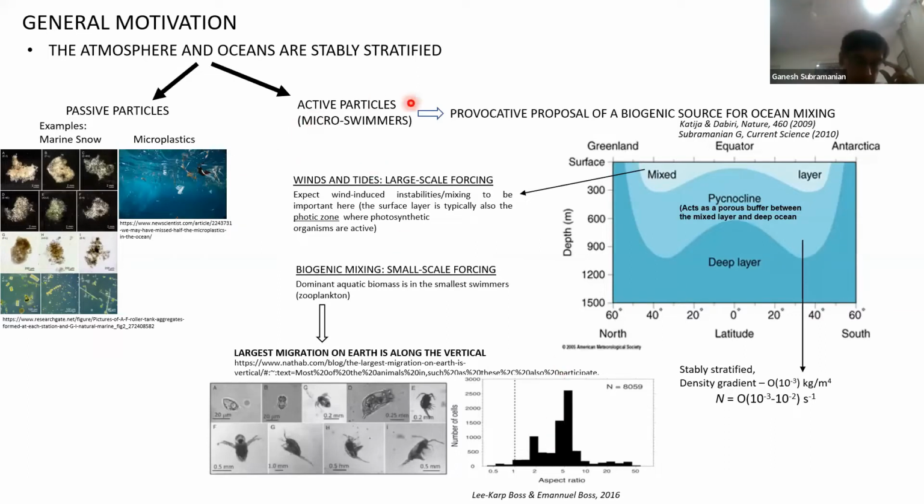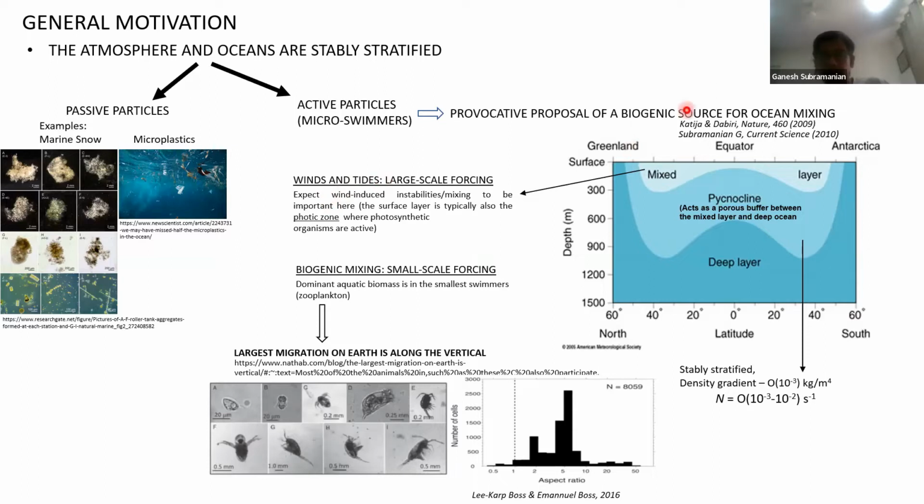And an interesting motivation is actually in the context of active particles. About a decade or so back, in 2009, there was the provocative proposal of a biogenic source for ocean mixing. This was proposed by John Dabiri in a Nature article that was quite controversial. And the idea was controversial because one normally imagines the energy input for the ocean mixing to come from large scale sources, like the winds. We had an example, winds driving a boundary layer in the ocean, the surface layer, and the instabilities and so on. And then tidal mixing. We've seen several examples of tidal mixing and instabilities in this conference in earlier talks.